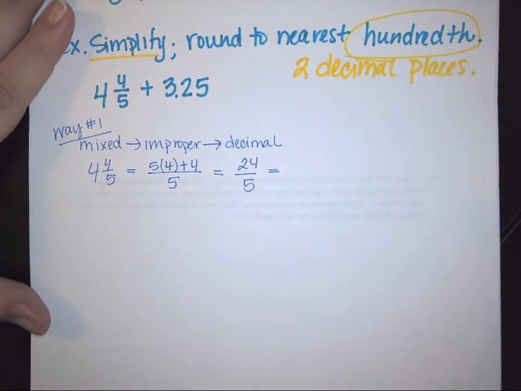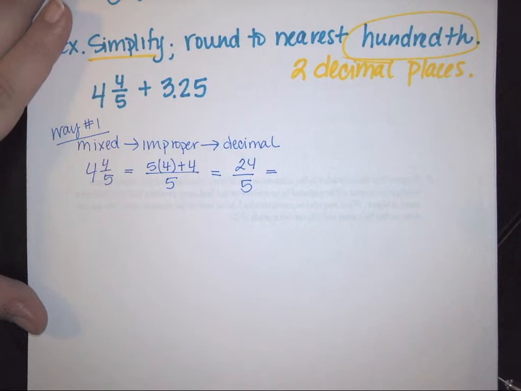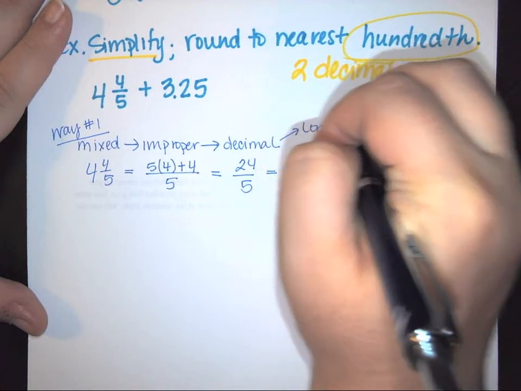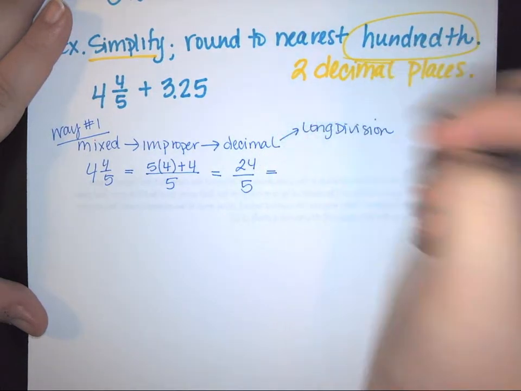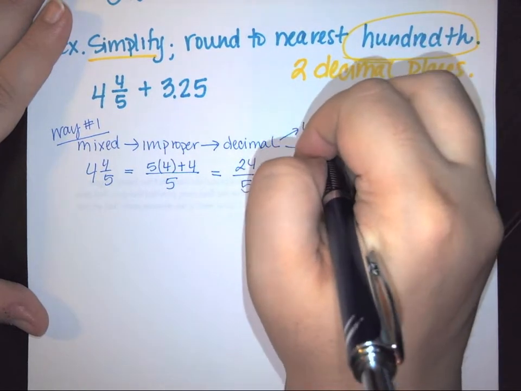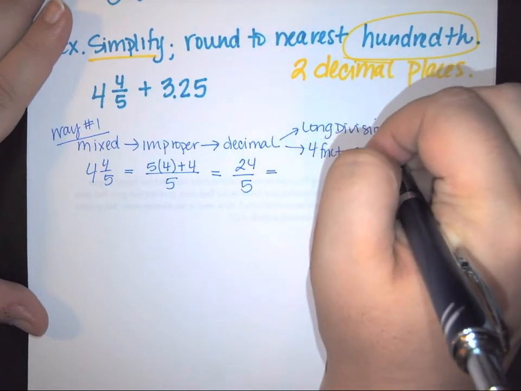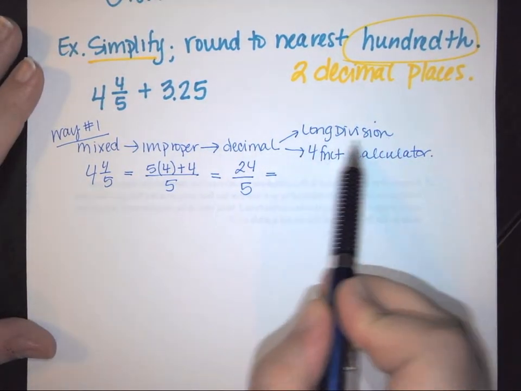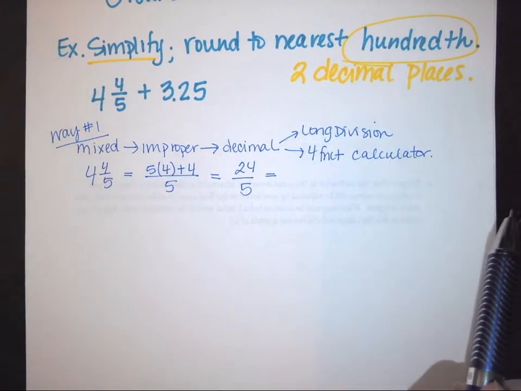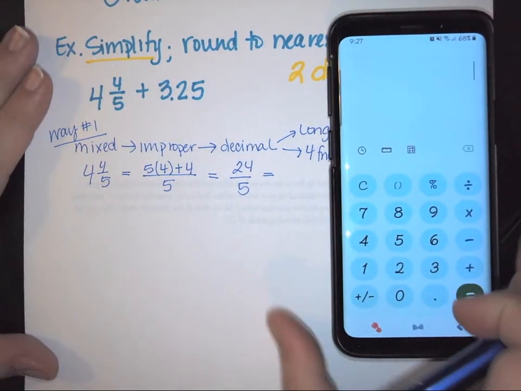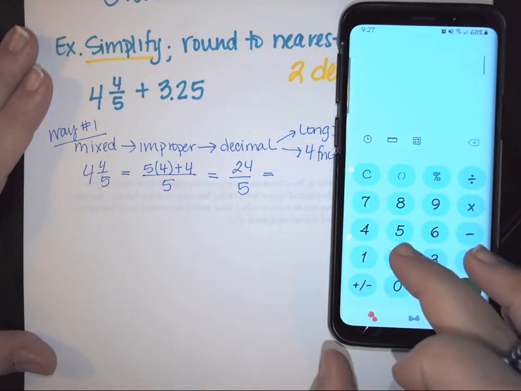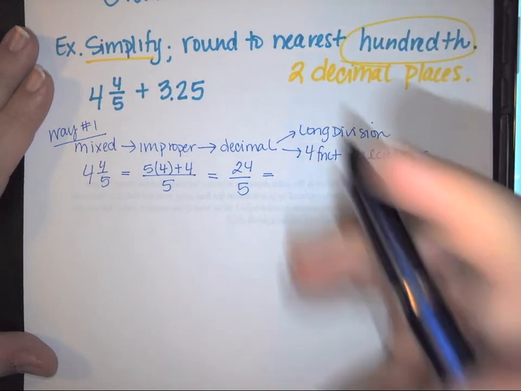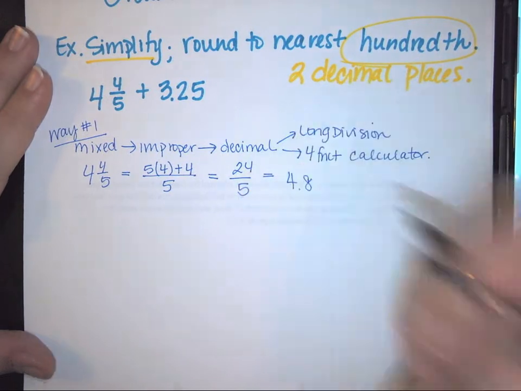Now to go from that into its decimal form, you again have two methods. You have the long division method, or you have a 4-function calculator. I highly recommend that you always make sure that you know how to do the long division method, just in case your calculator fails you. Using your calculator is very simple. You simply take your numerator, divide it by your denominator, and hit enter, and we have 4.8. So my decimal here is 4.8. Okay.